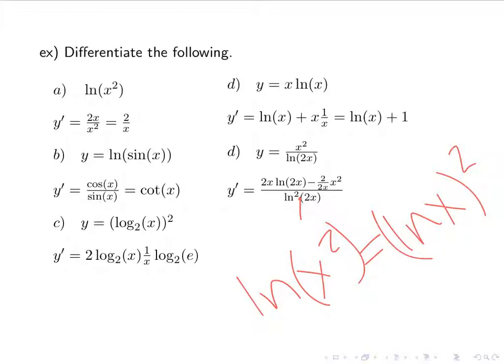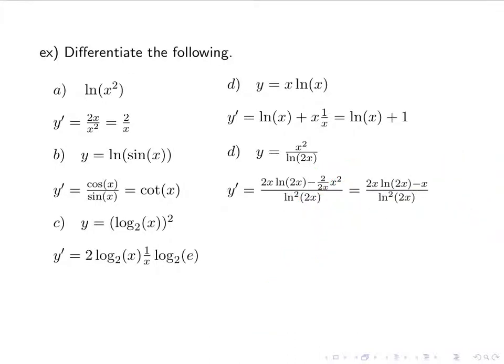This here we can simplify. We have 2 over 2, which can simplify, and x squared over x. So this becomes 2x ln of 2x minus x divided by ln squared of 2x. Nothing else in here can get simplified, right? I can't cancel my ln's because there's no ln over here. So I can't do anything to it. That is my final answer.